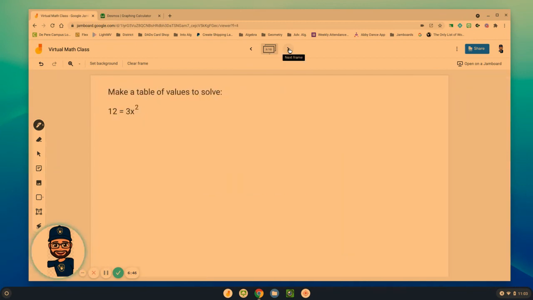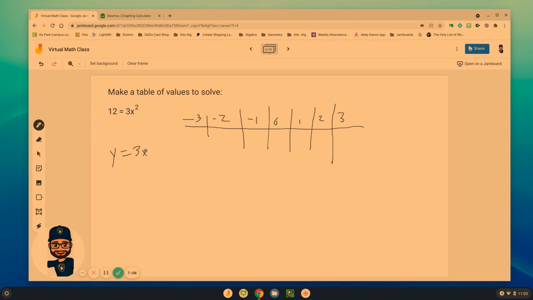Here's another one. Give this one a try by making a table of values and see if you can figure out when 3x squared equals 12. All right, I made a quick table from -3 up to +3. We're trying to figure out when it equals 12, so I'm going to plug them in to this part over here. -3 squared is 9, and 9 times 3 is 27.